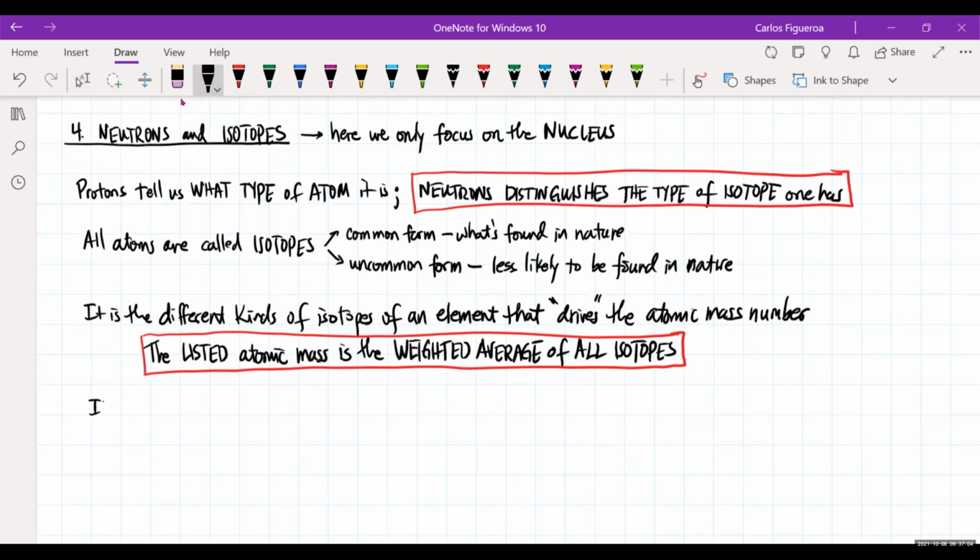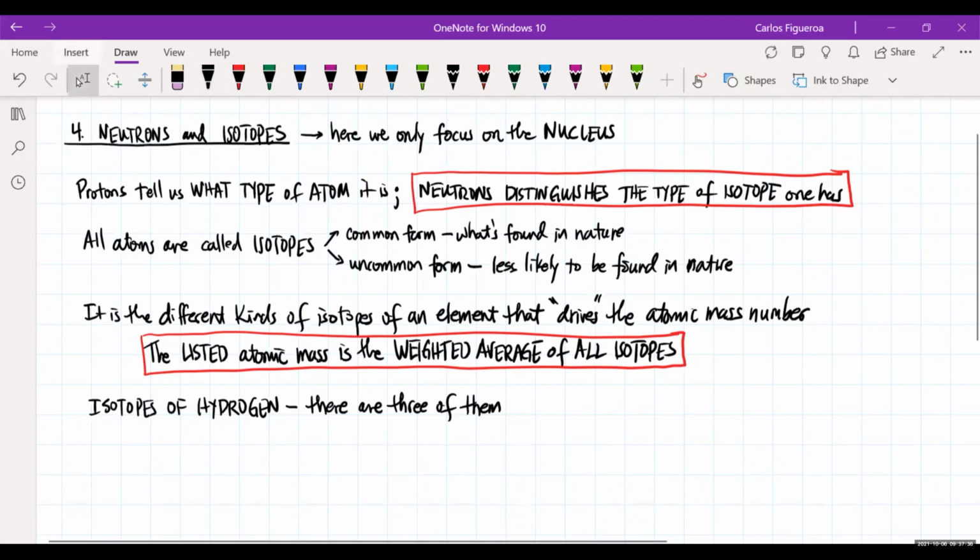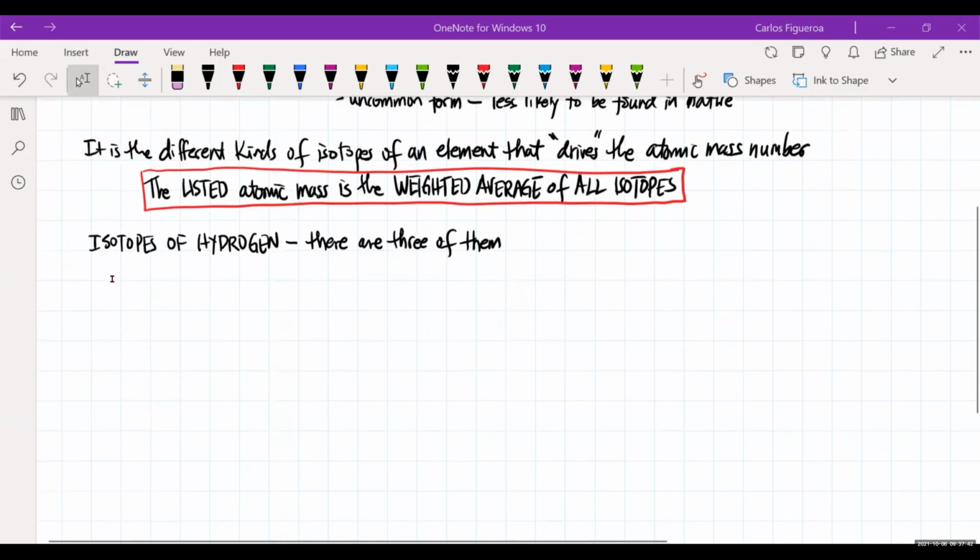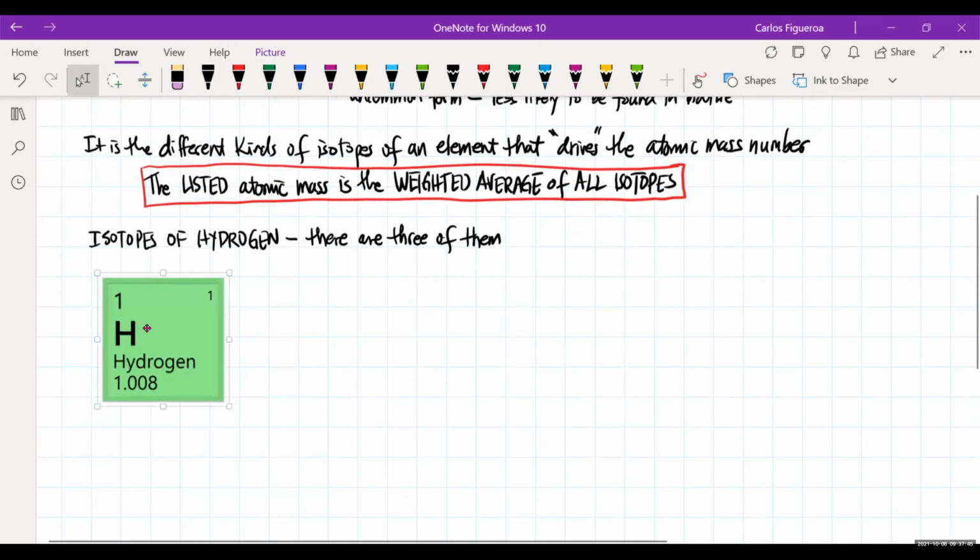Let's look at the isotopes of hydrogen. And what we're going to do here is that when we look at these isotopes, you're going to see that there are 3 of them. Okay. So I'm going to go get the hydrogen. And here's this guy right here.